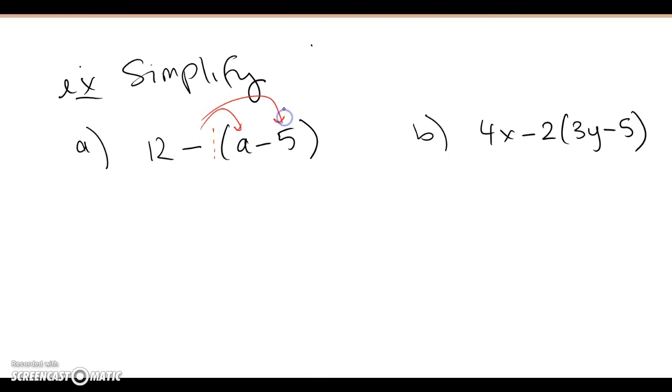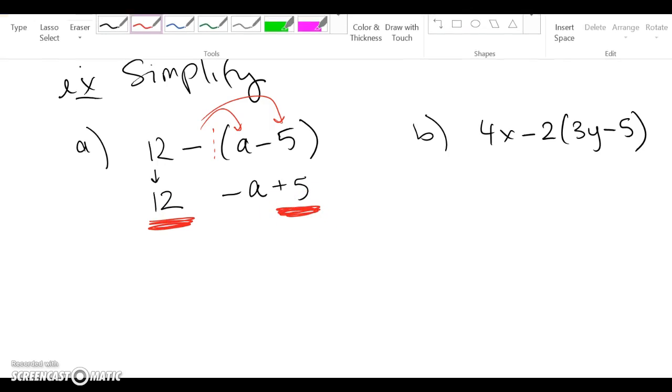That's going to go over and switch all the signs inside. That's going to give me a negative a and a positive 5, only focusing on this piece. Then the 12 is waiting around, so I'm just going to bring that guy down. Now it looks like I can simplify a little bit more because I do have like terms. This negative 12 and this positive 5 I can combine.